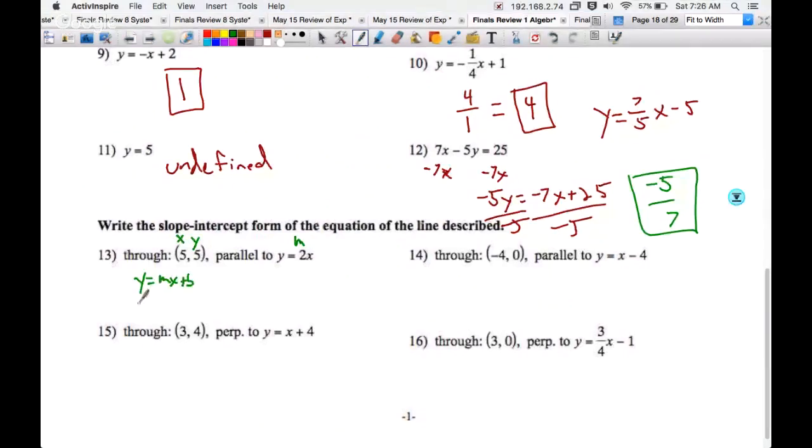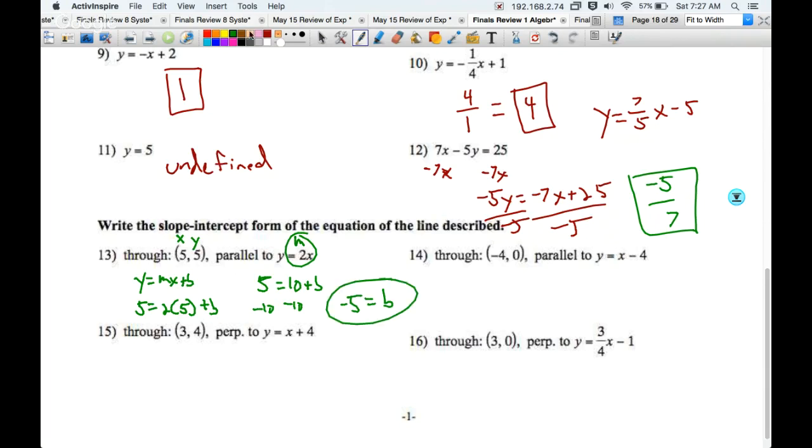I get 5 equals 2 times 5 plus b. 5 equals 10 plus b. Subtract 10, subtract 10. Negative 5 equals b. Now between this value and this, I can write my new equation, y equals 2x minus 5. Next problem.